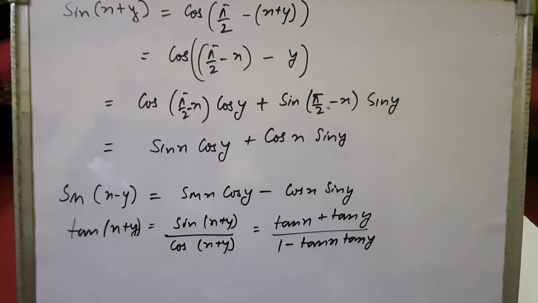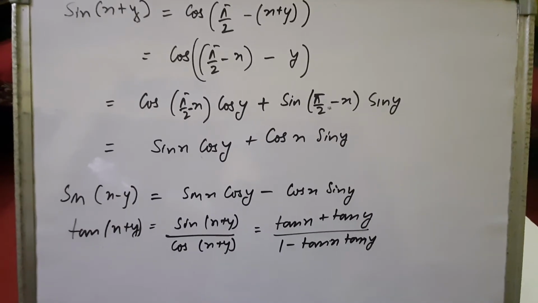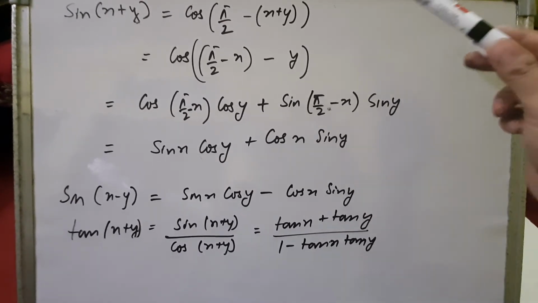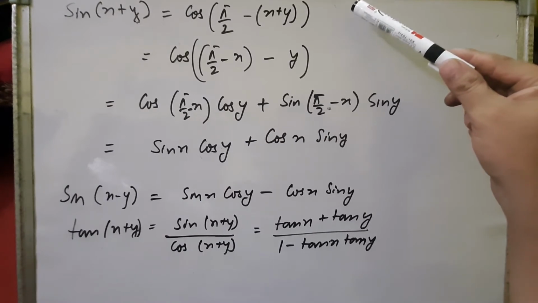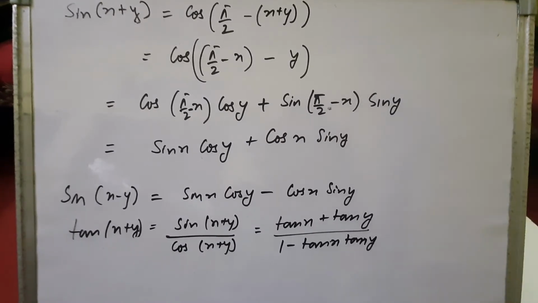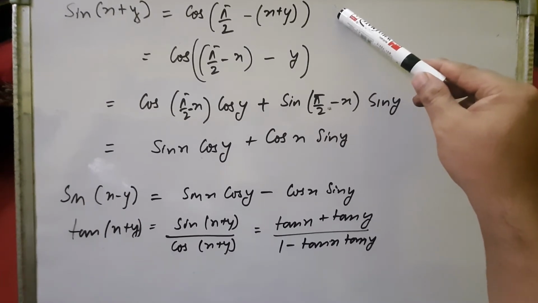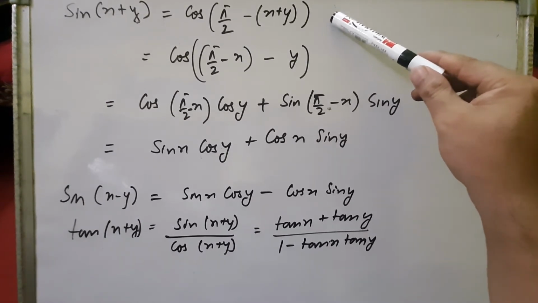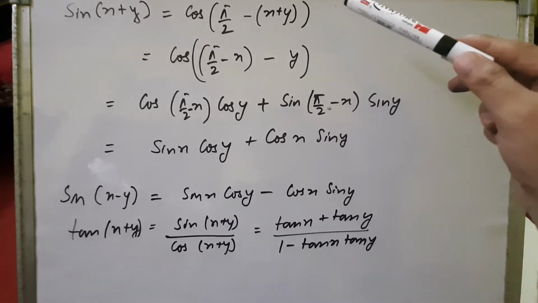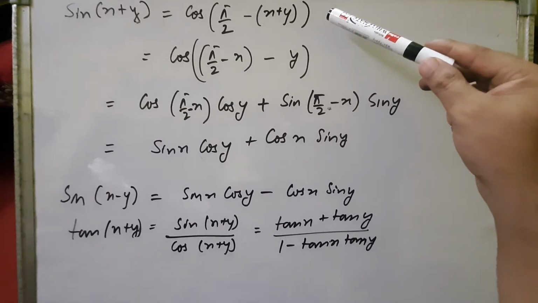Here the first formula is sin(x+y). We have to prove that sin(x+y) equals sin x cos y plus cos x sin y. Let's see how. Sin(x+y), children, can be written as cos(90 - (x+y)). Any problem here? You have studied that cos(90 - θ) is sin θ, so cos(90 - x) is sin x. We have just proved this in the previous board.